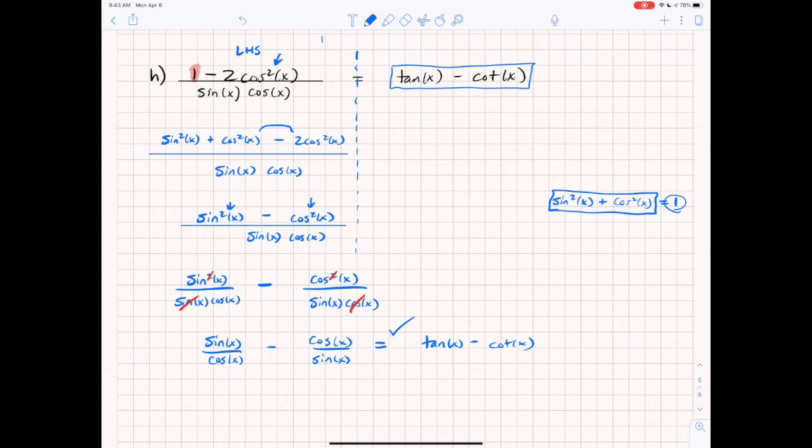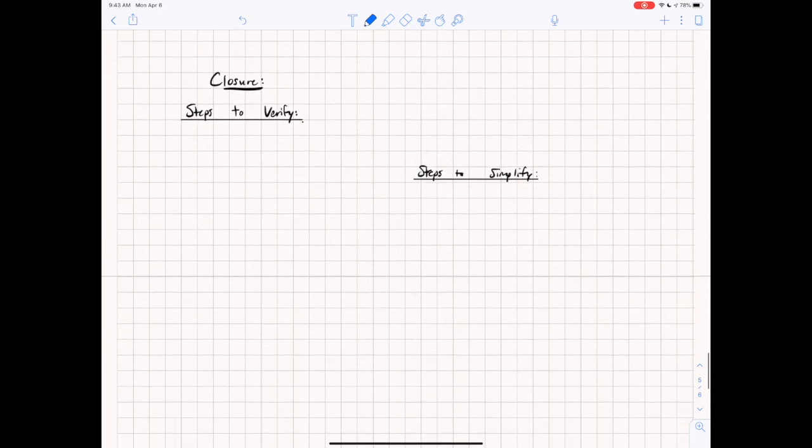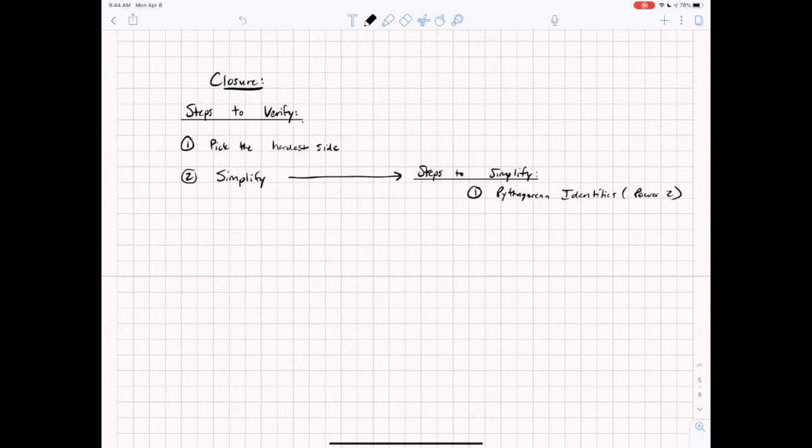Okay, so in closure, these are the steps to verifying. 1, pick the hardest side. We need stuff to work with because the next step is to simplify. Now, when you are simplifying, the steps to simplify: 1, go through, and if you have anything squared, see if you can use any of your Pythagorean identities. So again, this is anytime you see a power of 2.